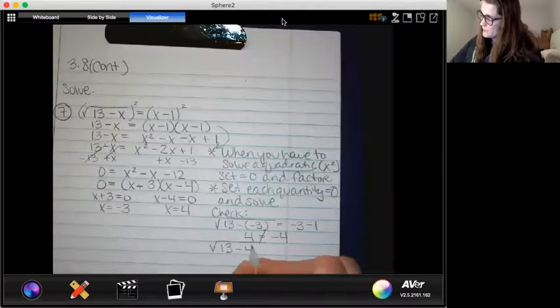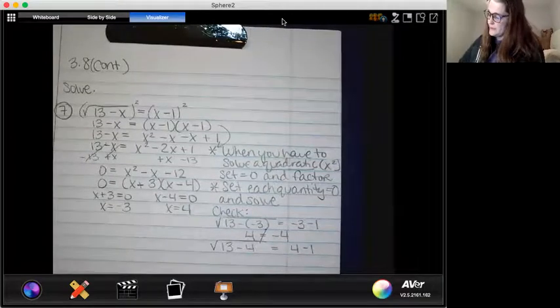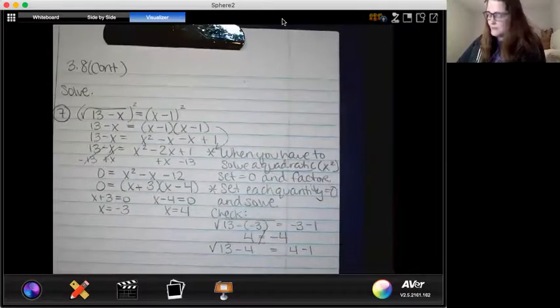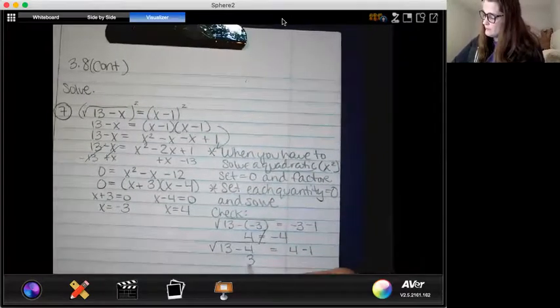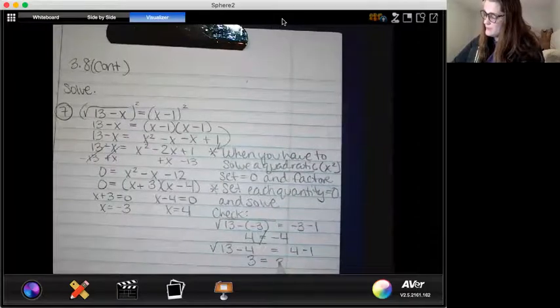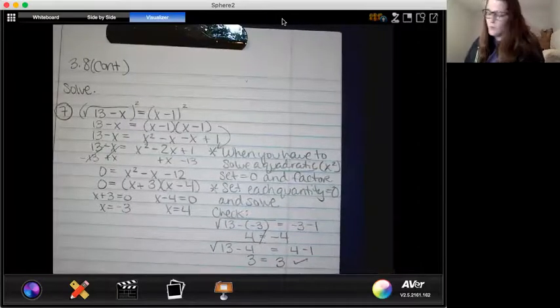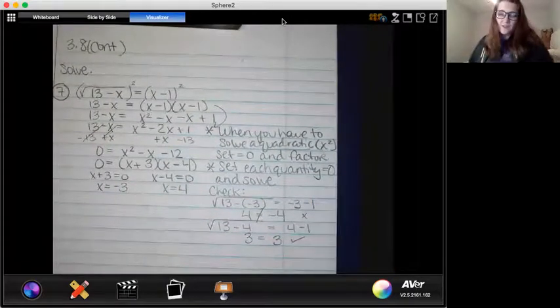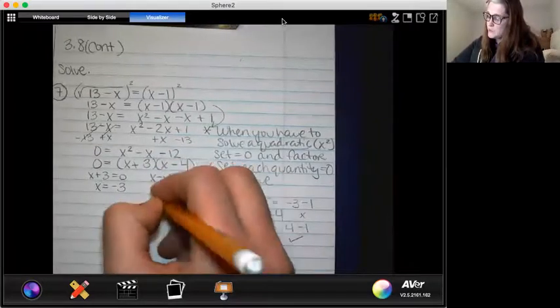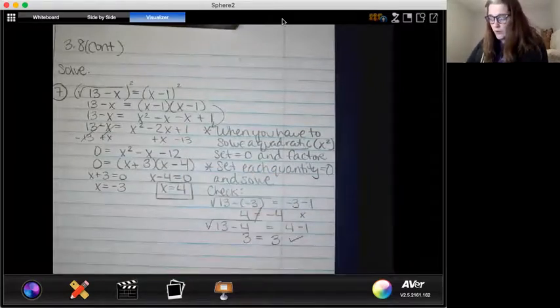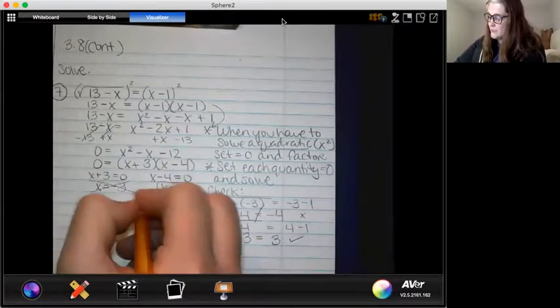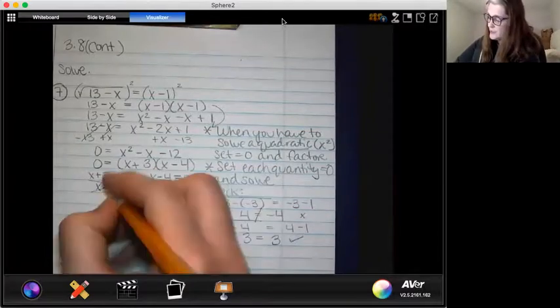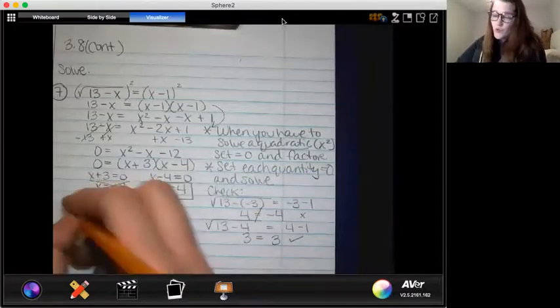Square root of 13 minus 4 equals 4 minus 1. Okay, so 13 minus 4 is 9. Square root of 9 is 3. And 4 minus 1 is 3. Okay, so that one works. Okay, check mark. Some people like to put an X on the ones that don't work. So what does that mean? That means that we know x equals 4 is a solution. We also know that x equals negative 3, I'm going to put an X through it, is what we refer to as an extraneous solution.